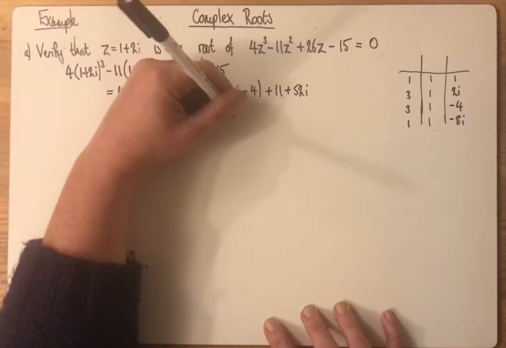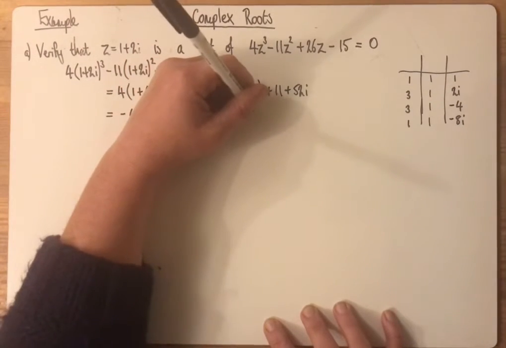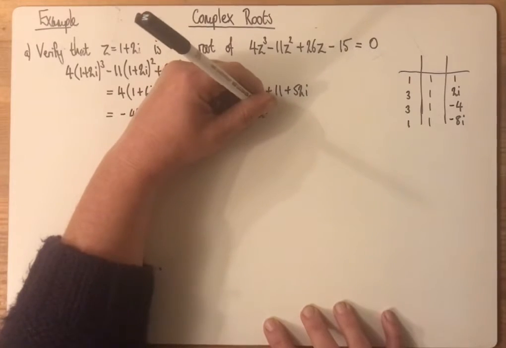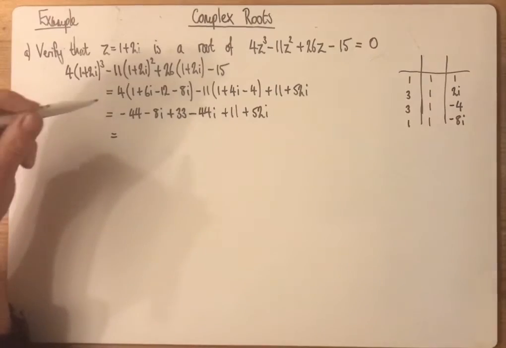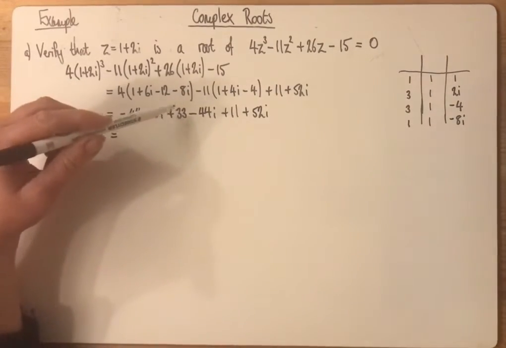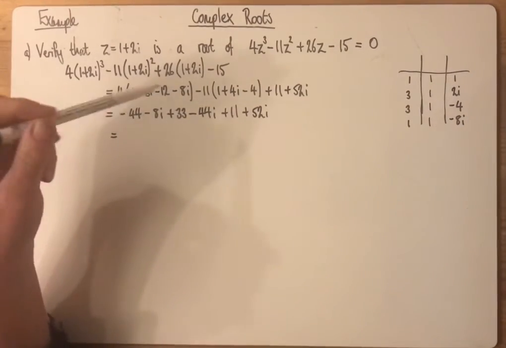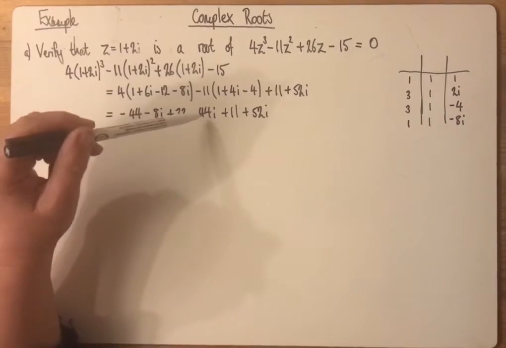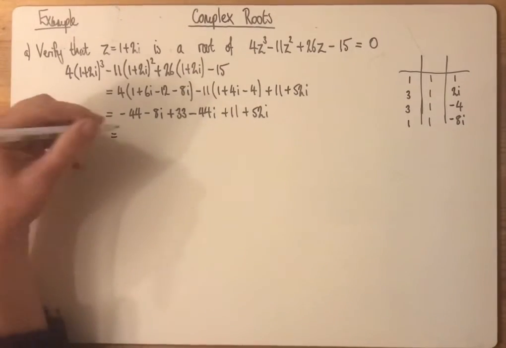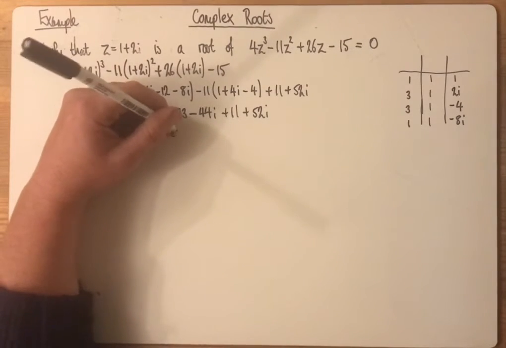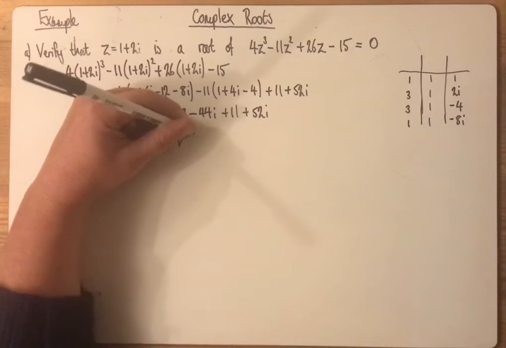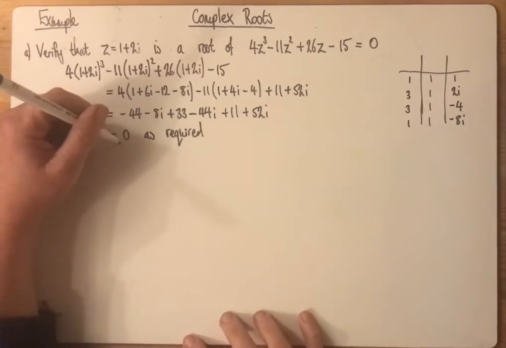And you'll know if you've gone wrong because you won't get a 0 when you add them all up. And then you can find where you went wrong. That's always the fun bit. So let's have a look. Minus 44 plus 33 plus 11 is 0. And minus 8 minus 44 plus 52 is 0. So equals 0 as required.